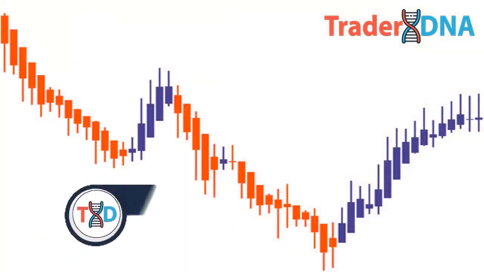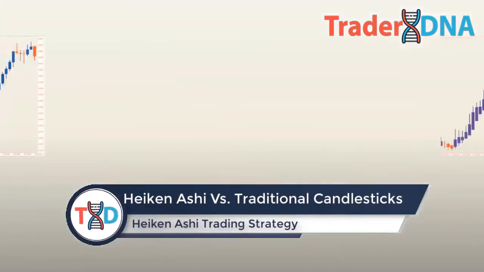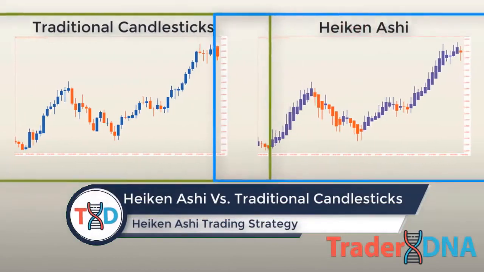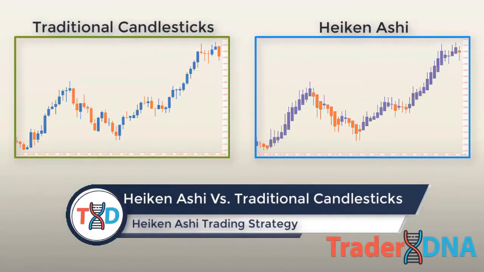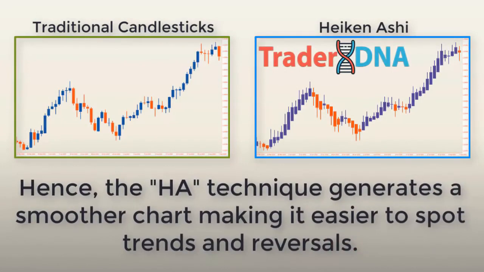The difference between Heiken-Ashi and traditional candlesticks. The main difference between the traditional candlestick chart and the Heiken-Ashi chart is that the latter uses a modified formula based on 2-period moving averages instead of open, high, low, and close prices. Hence, the technique generates a smoother chart, making it easier to spot trends and reversals. The Heiken-Ashi charts also obscure gaps and some price data.